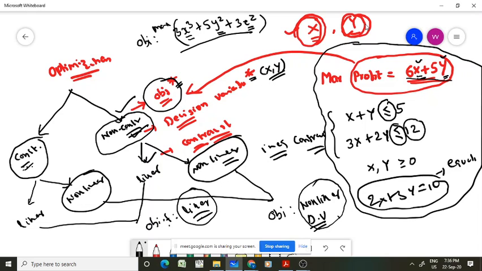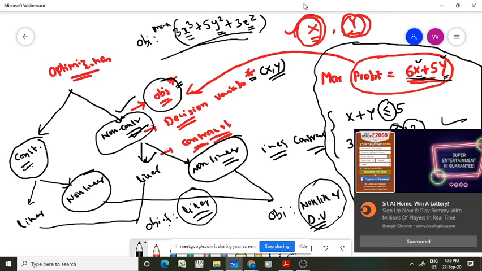Now, this is called the optimization problem. It is a mathematical model for the optimization problem. Either if you choose this one or if you take this one, this is called a mathematical model for the optimization problem, or representation of the optimization problem in mathematical modeling.